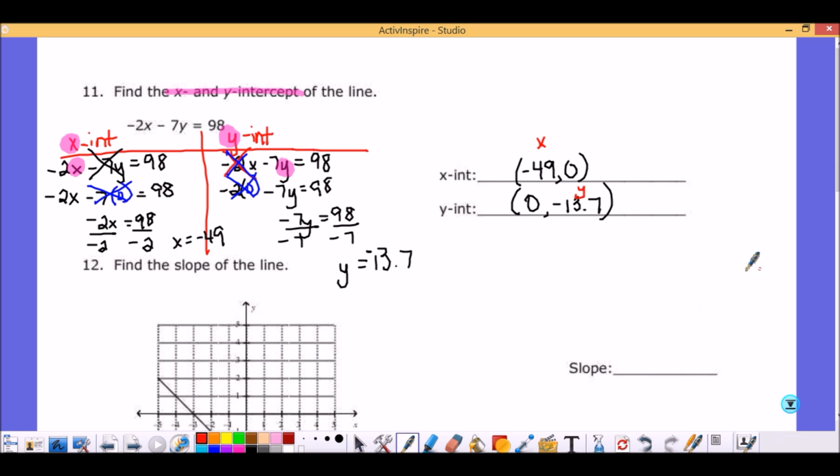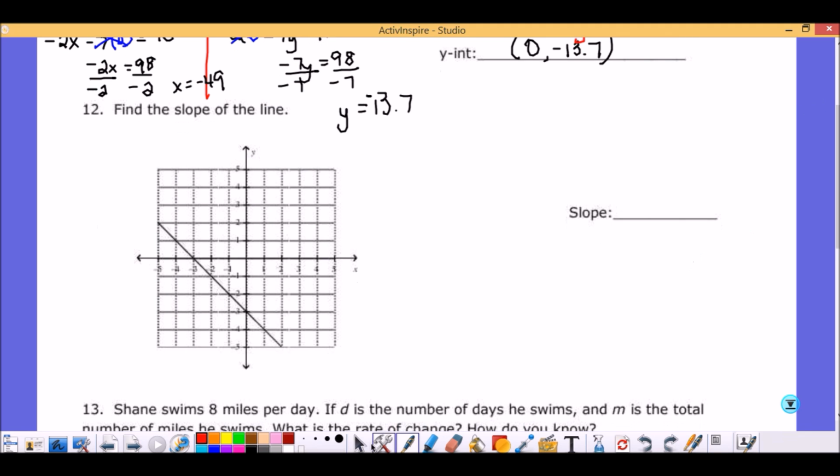Problem number 12, I want to find the slope of the line. So that means I'm going to find 2 points, and if I were you, I would use 2 easy points. So this right here, remember, that's called the x-intercept because that's where I cross the x-axis. And I'm going to look at this point right here because these are easy for me. So remember, this is called the y-intercept. Okay, so I'm going to label x-intercept as my A point and my y-intercept as my B point.